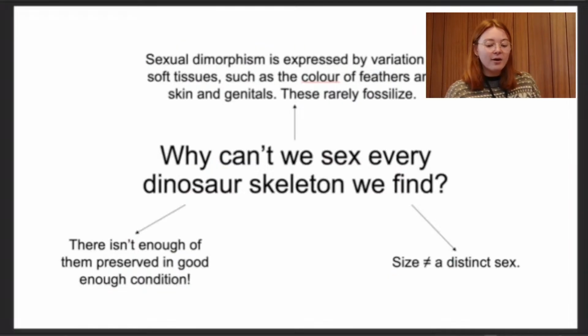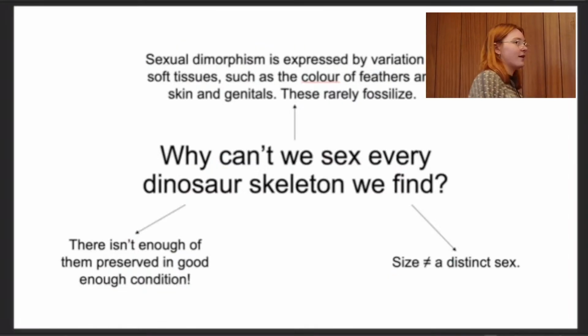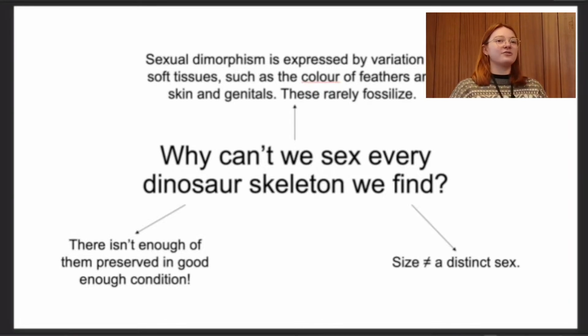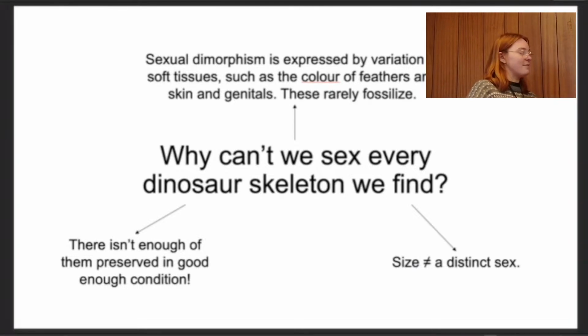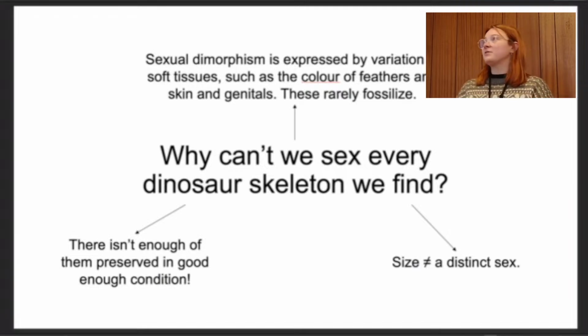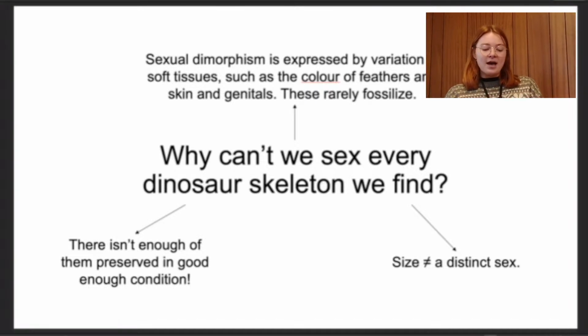So why can't we sex every single dinosaur skeleton we find? Why, when we go into the Natural History Museum and see Sophie in the corridor before you go up the escalators, don't we see whether she's actually definitively a male or female? As we've seen in the images previously, sexual dimorphism is expressed by variation primarily in soft tissues, skin, feathers, just a more expressed or bigger feature which won't fossilise, because we don't see a lot of skin in the dinosaur fossil record or in any fossil record whatsoever.